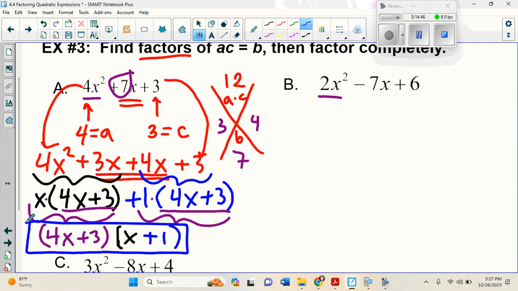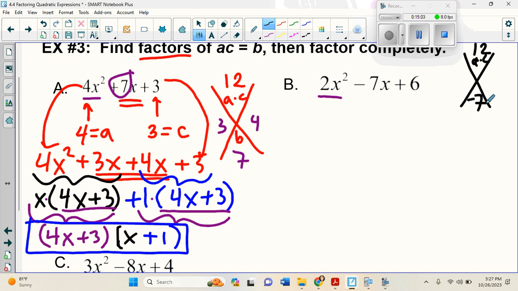So let's try it again over here. I'm going to take A times C. 2 times 6 is 12. And see what factors of 12 add up to negative 7. That's my B value.